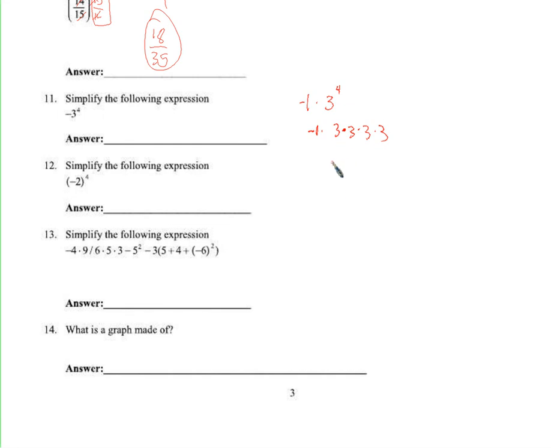So don't get too confused that it's negative 3 times 3 times 3 times 3. Like, why is only one of the 3's negative? It's not really that. It's that 3 is raised to the 4th, and then we multiply that answer by negative 1, right? 3 to the 4th is 81 times negative 1 is negative 81, okay?